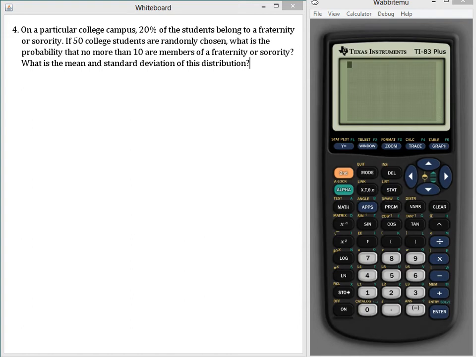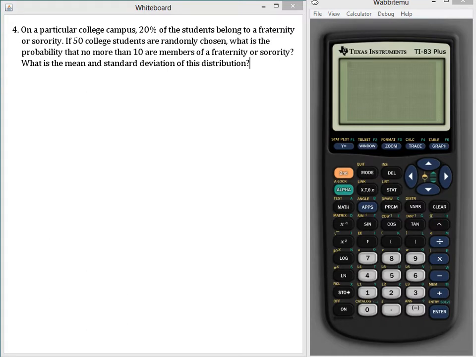Number 4. On a particular college campus, 20% of the students belong to a fraternity or sorority. If 50 college students are randomly chosen, what is the probability that no more than 10 members are members of a fraternity or sorority? What is the mean and standard deviation of this distribution?